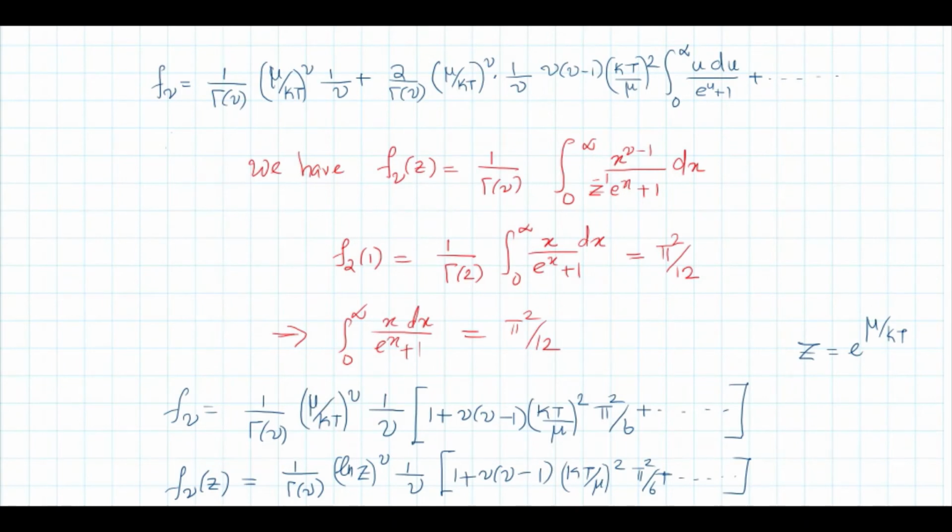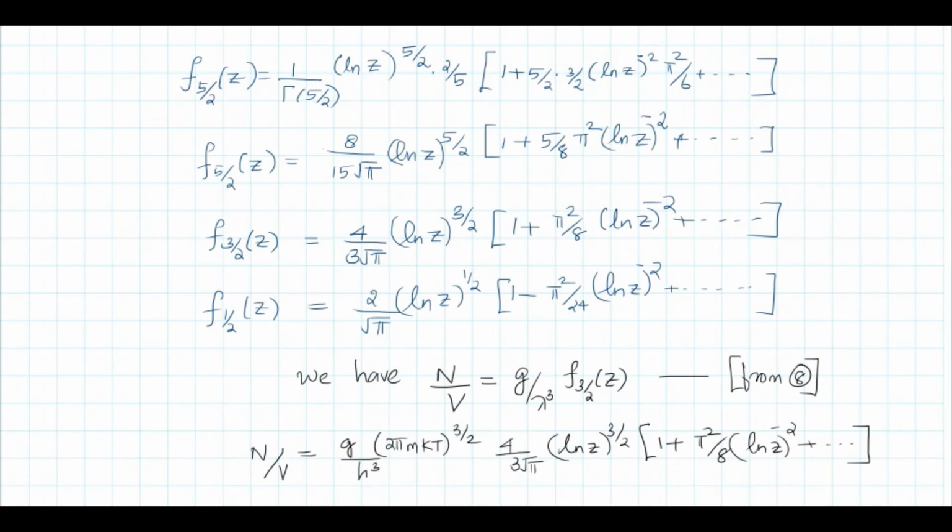Because here you have 1 by gamma of nu into log z raised to nu and 1 by nu. 1 by nu becomes 1 by 5 by 2, it is 2 by 5. Plus 1 plus nu into nu minus 1, 5 by 2 into 3 by 2, log z raised to minus 2 into pi square by 6 plus etc.